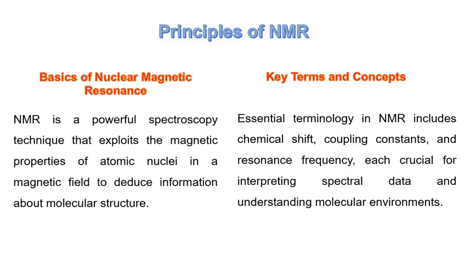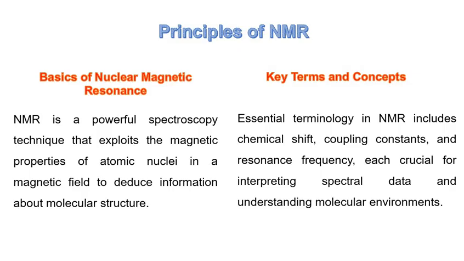Principles of NMR, basics of nuclear magnetic resonance. NMR is a powerful spectroscopy technique that exploits the magnetic properties of atomic nuclei in a magnetic field to deduce information about molecular structure. Key terms and concepts: nuclear spin, chemical shift, resonance, spin-spin coupling, relaxation time. That means these are the essential terminology in NMR studies.